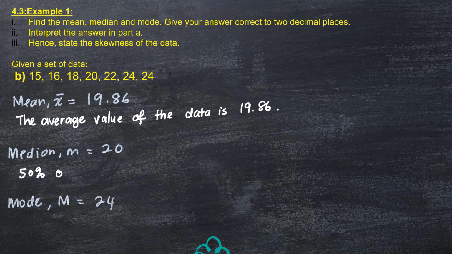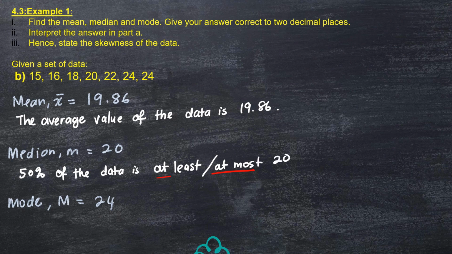Okay, for median, 50% of the data is at least or at most 20. For this part, just choose either one. And for mode, most of the data is 24. Okay. And last part, skewness of the data. So for the skewness of the data, what do we have?